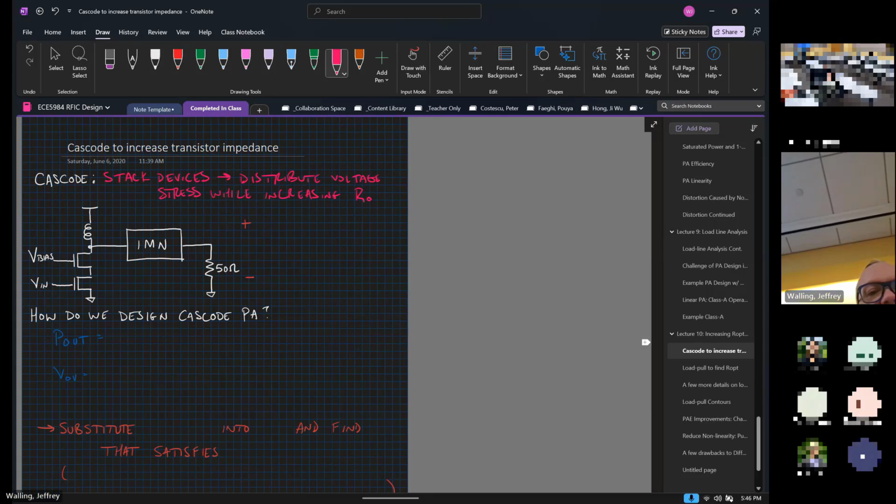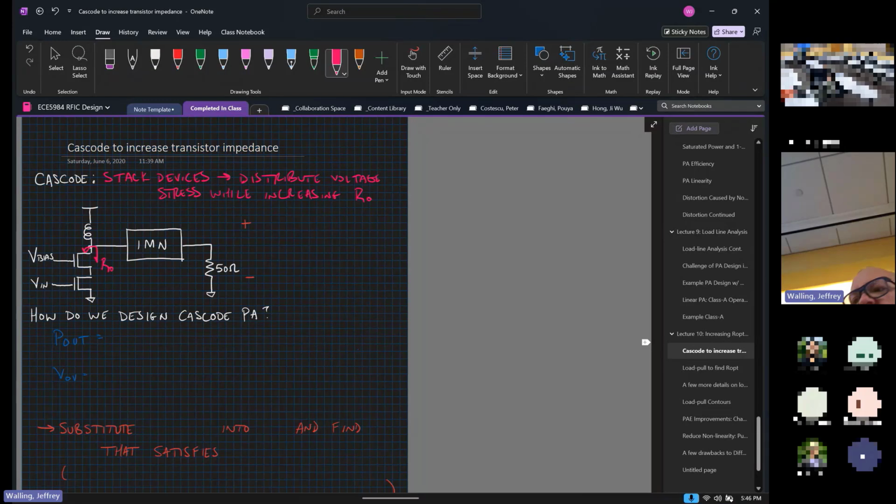We're going to distribute our voltage stress across two devices. So this has another positive benefit in that now I have two devices for VDS to swing across. So that's going to reduce the stress that each of the devices sees. I'm calling this big R naught now because it's the combination of the R naught of the stack device.